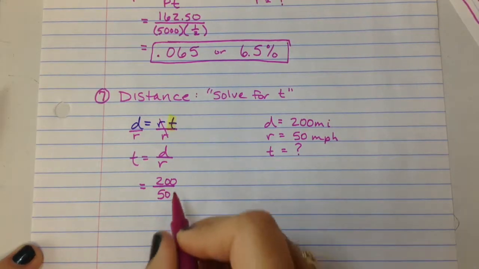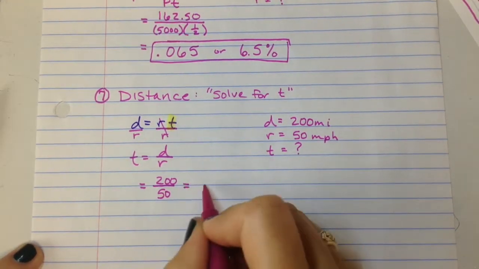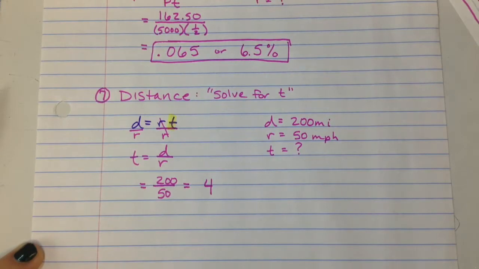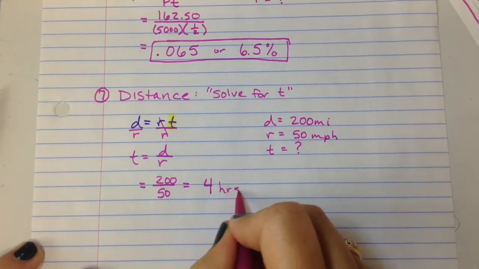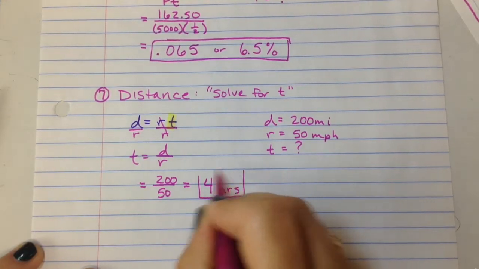Plug and chug that in a calculator. 200 divided by 50 is equal to 4. So how long did it take you to go that far? 4 hours. That is your time.